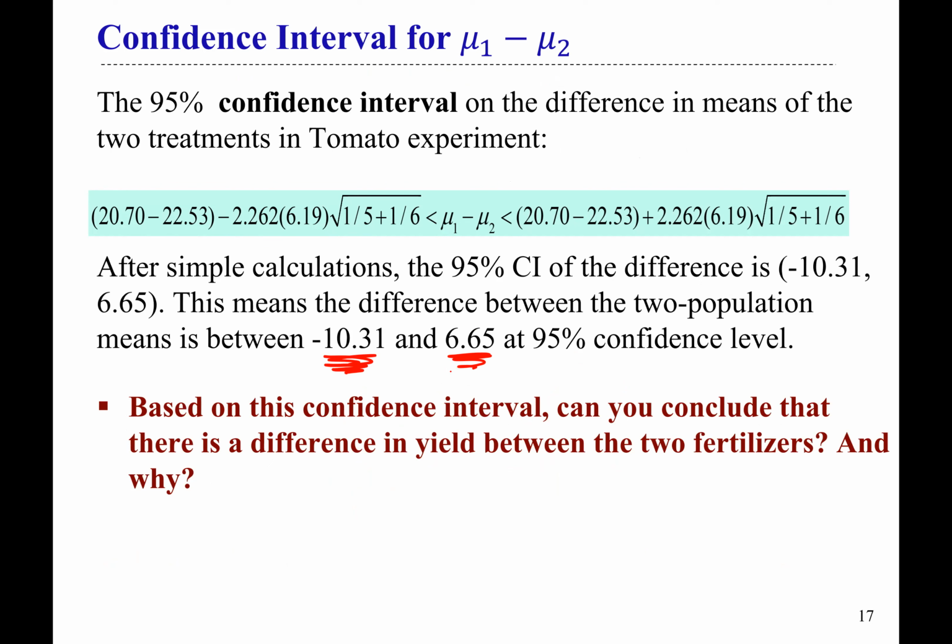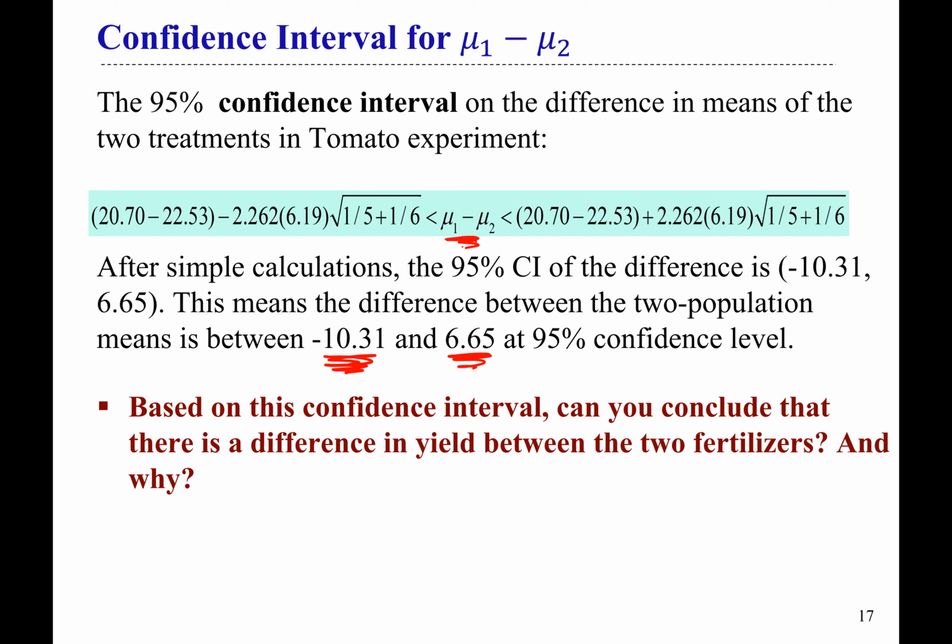This is the 95% confidence interval for the difference between mu1 and mu2. So it means if I did the experiment on a very large scale, like I assign many plants to the first fertilizer, and many plants to the second fertilizer, and I calculate mu1, I calculate mu2, I calculate the difference mu1 minus mu2, that difference will be between negative 10.3 and 6.65 with 95% confidence level.